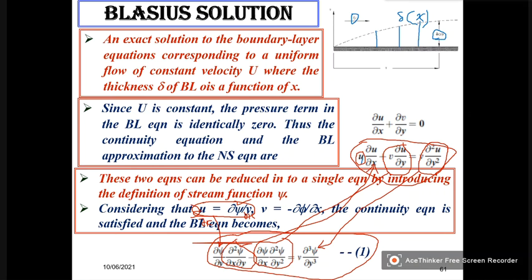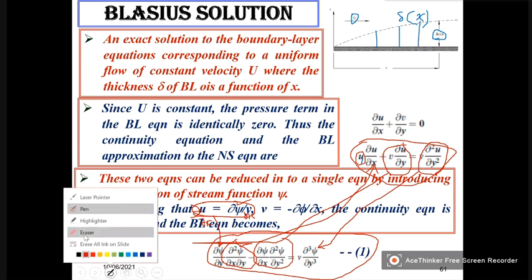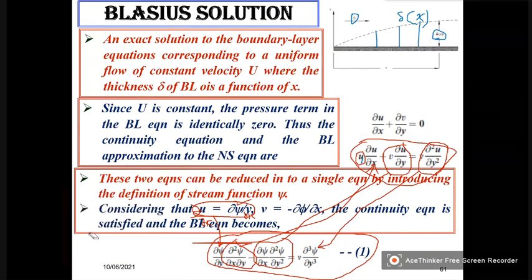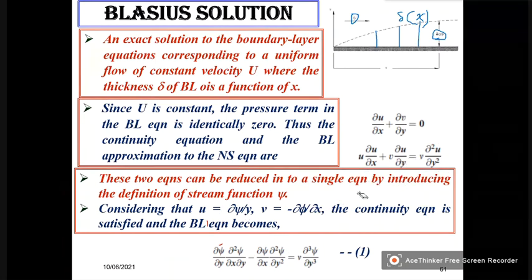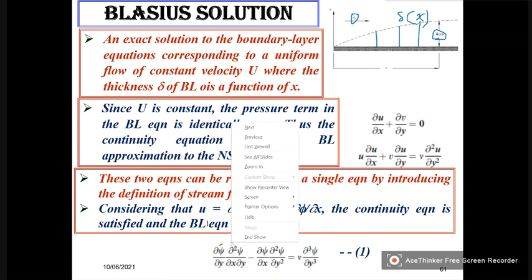V is equal to minus dou psi by dou x. Okay, I will correct it.